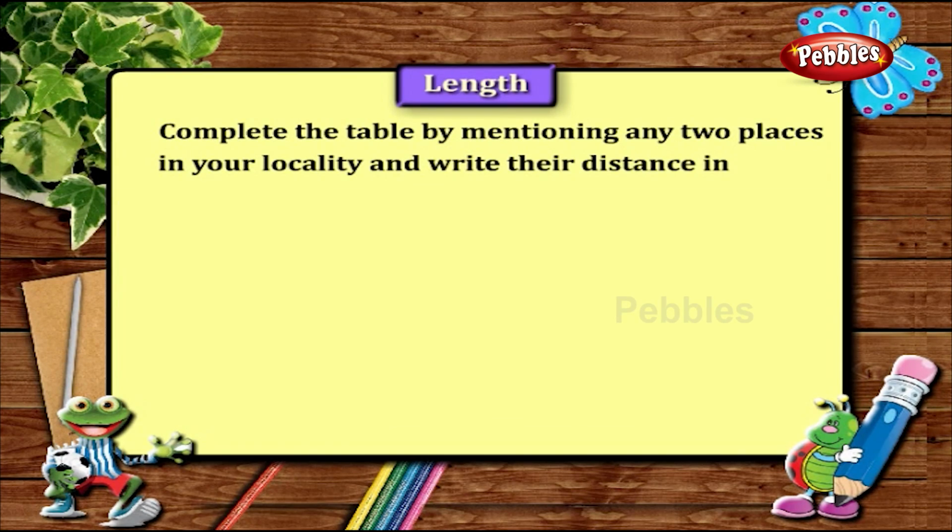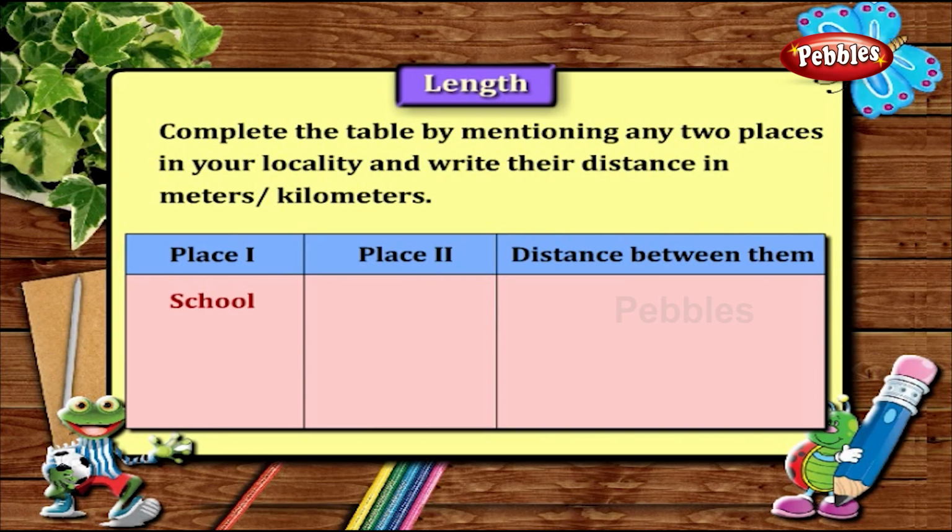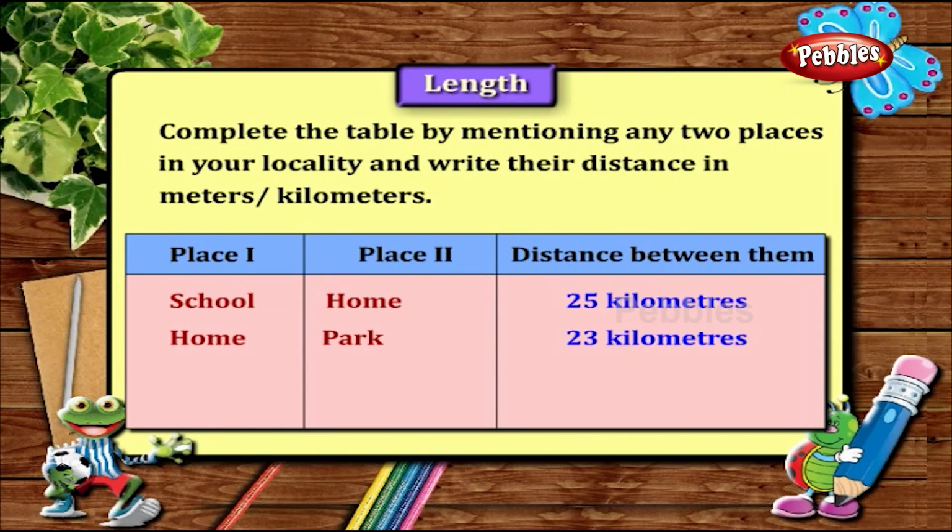Complete the table by mentioning any two places in your locality and write their distance in meters or kilometers. Place 1 school, place 2 home. Distance between them 25 kilometers. Place 1 home, place 2 park. Distance between them 23 kilometers.